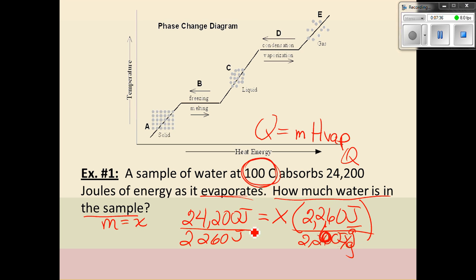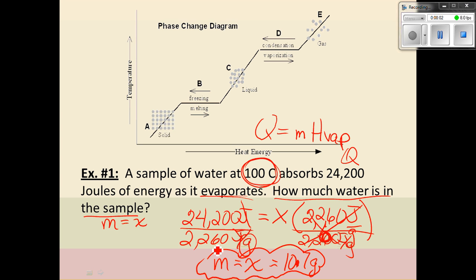The joules cancel out. The grams are actually going to end up on the top because it's a reciprocal, but it's on the bottom. So we end up with a nice mass. X is our mass of 10.7 grams. 10.7 grams is your mass. So it's not always Q that you're solving for.